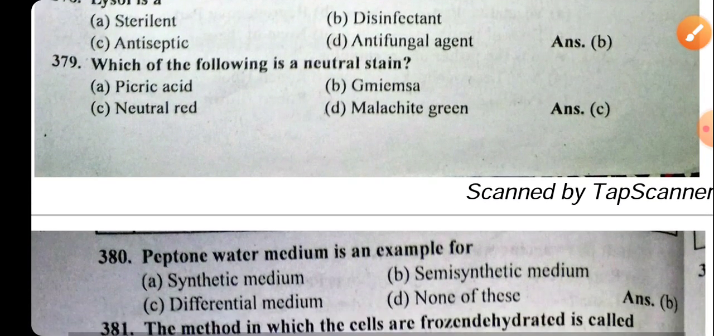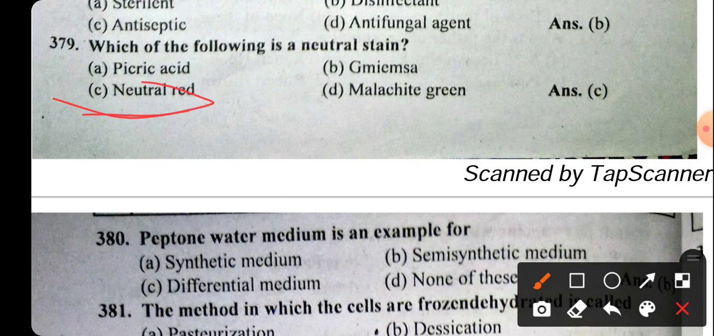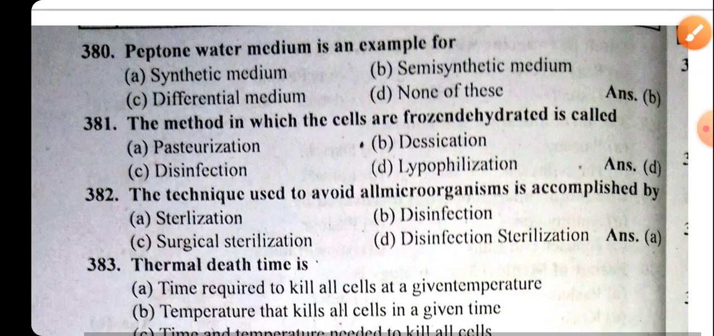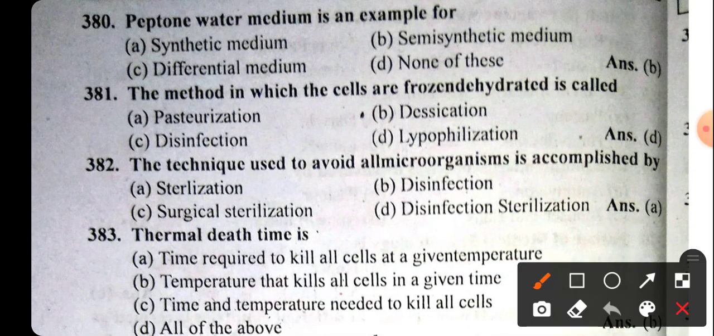Now the next question: which of the following is a neutral stain? That is neutral red. That is option C will be the right answer. Now the next question: peptone water medium is an example of the semi-synthetic medium. Option B will be the right answer.